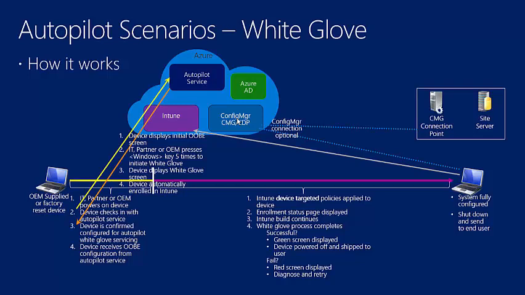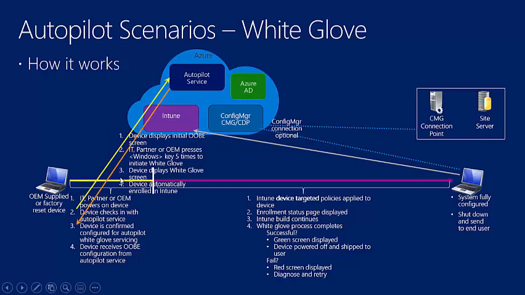So I've taken the same diagram I've used so far and changed it a bit. You're going to have an OEM supplied or factory reset device. Your IT partner or OEM is going to power on that device. The device checks in with the Autopilot service just like normal. The device is confirmed as configured for Autopilot white glove servicing, and then the device receives the UBI configuration from the Autopilot service just like normal.